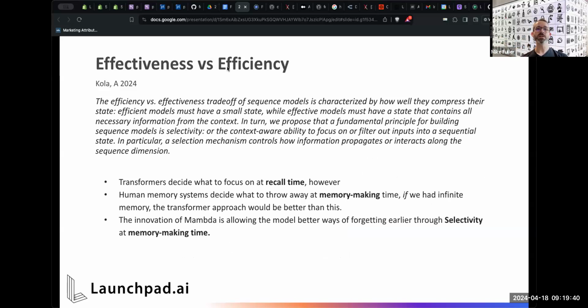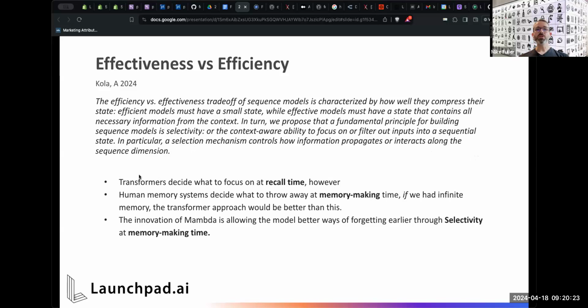And just to come back to the effectiveness versus efficiency trade-off. This is characterized by how well they compress the state in SSM. So efficient models must have a small state, while effective models must have a state that contains all necessary information from the context. So they proposed that a fundamental principle for building sequence models is selectivity, or the context-aware ability to focus on or filter out inputs into a sequential state. In particular, the selection mechanism controls how information is propagated along the sequence dimension and into the state space.